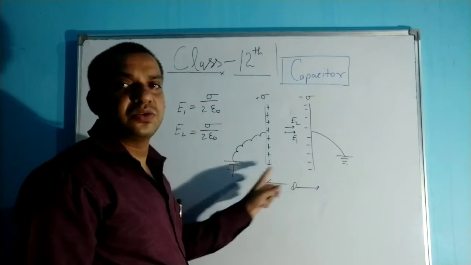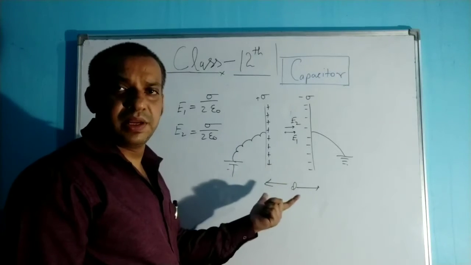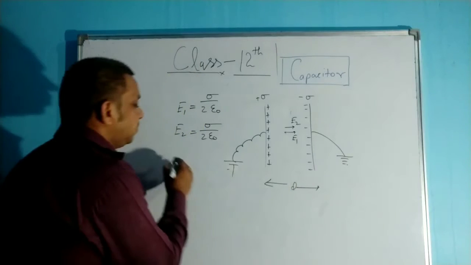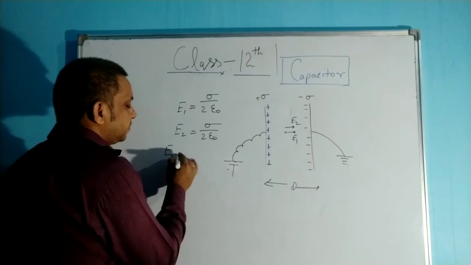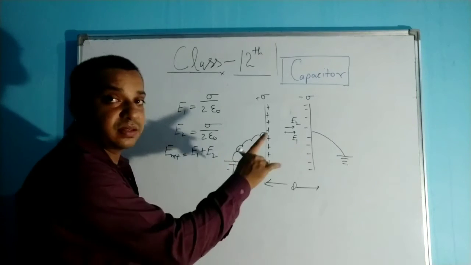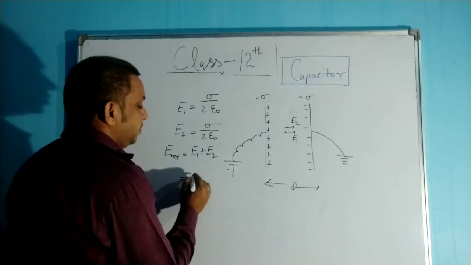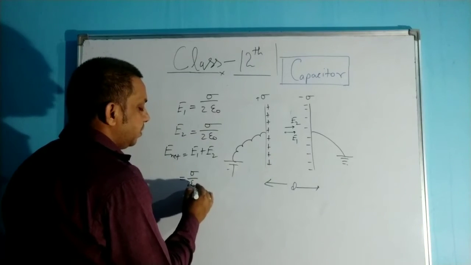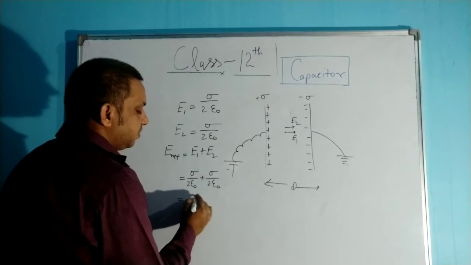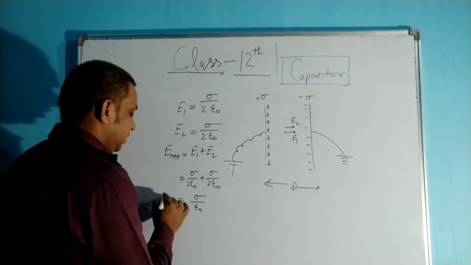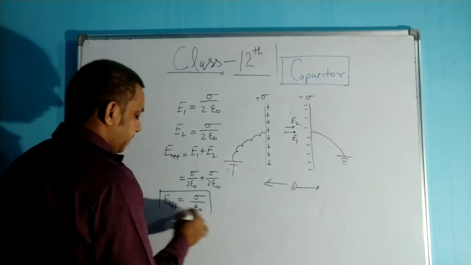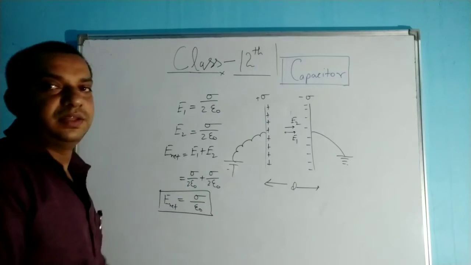So because of both plates, what is the E net present in between these two plates? E net is equal to E1 plus E2, because both vector quantities are in the same direction. So you will get sigma upon 2 epsilon naught plus sigma upon 2 epsilon naught, which gives sigma upon epsilon naught. So this is the electric field present in between these two plates.